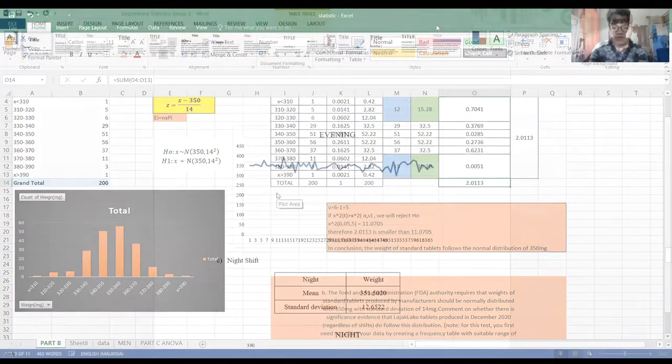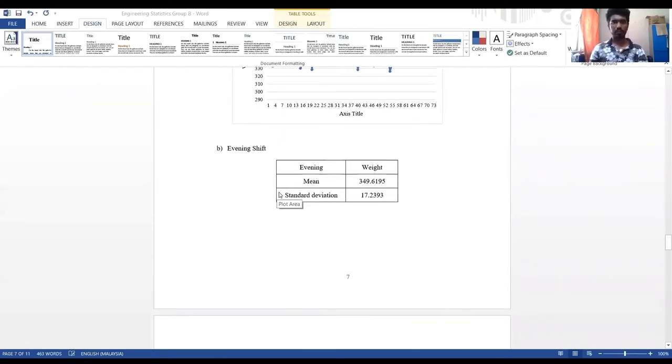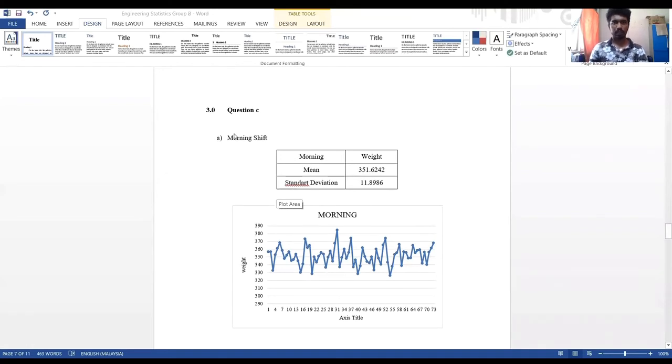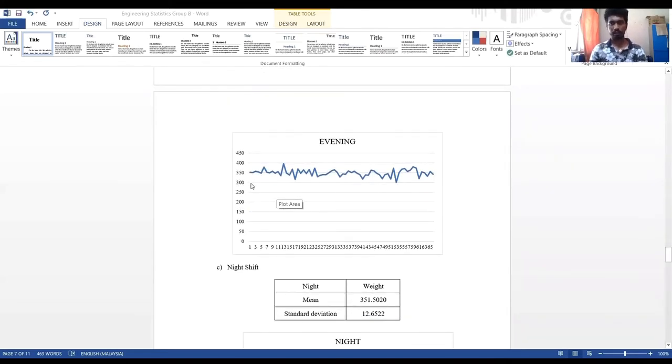Thank you very much. Today, I am Suindran. I'm here representing my group for part C. As you can see, I have separated question C into 3 parts: morning shift, evening shift, and night shift, as per the question asked.